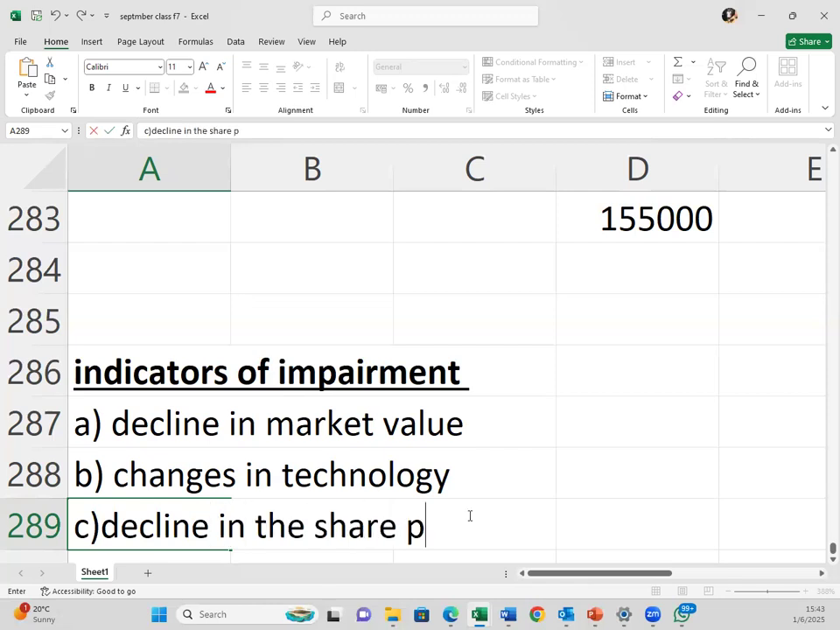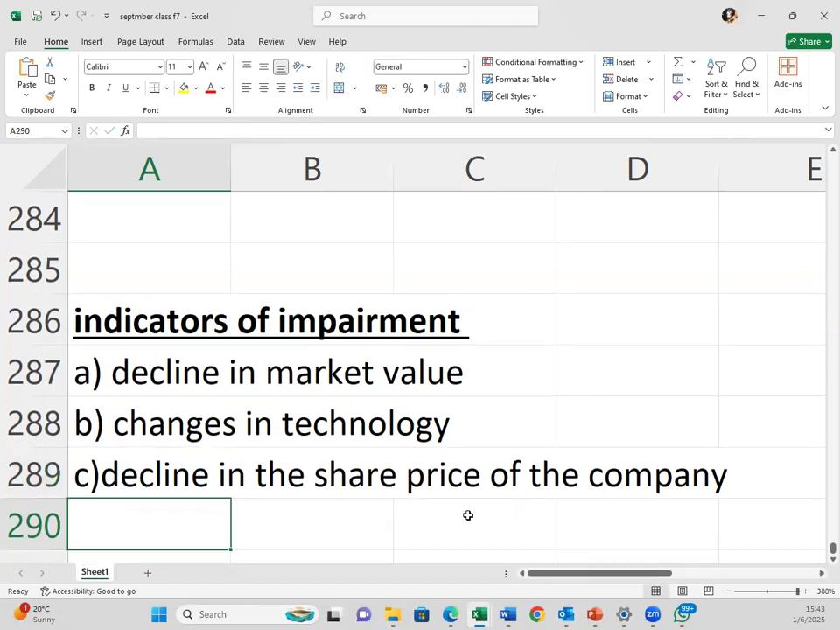Decline in the share price of the company. That can be an indicator as well that you're overvaluing your assets. Your share prices are falling, but you are still maintaining the assets at a very high price. So when there's a decline in the share price of the company, it might indicate poor performance of the company. It might indicate that your assets are not performing as intended. So that might also show that you have overvalued your PPE. So that's again an indicator of impairment.